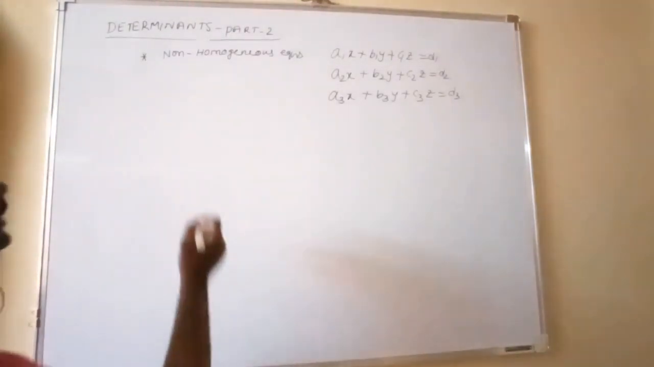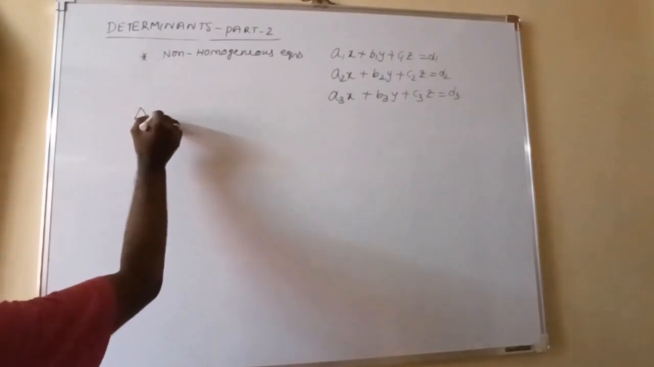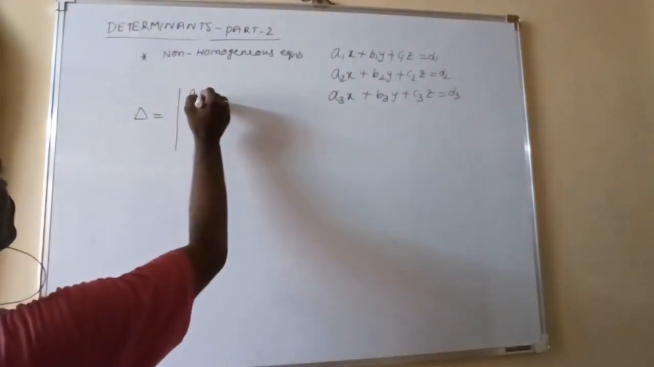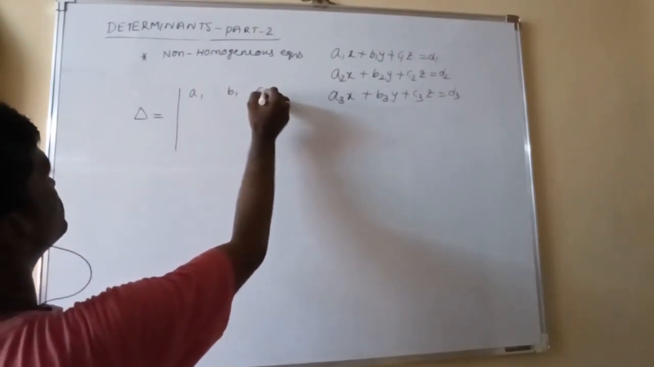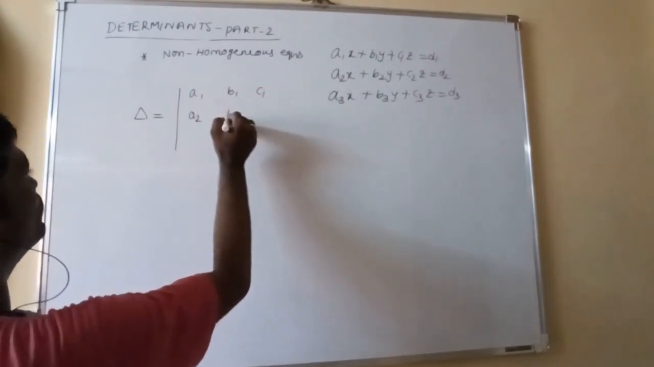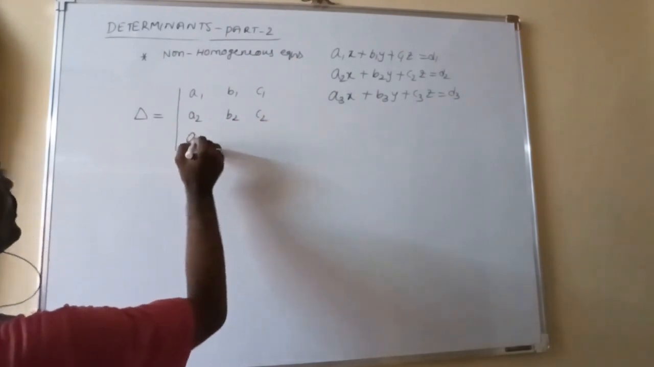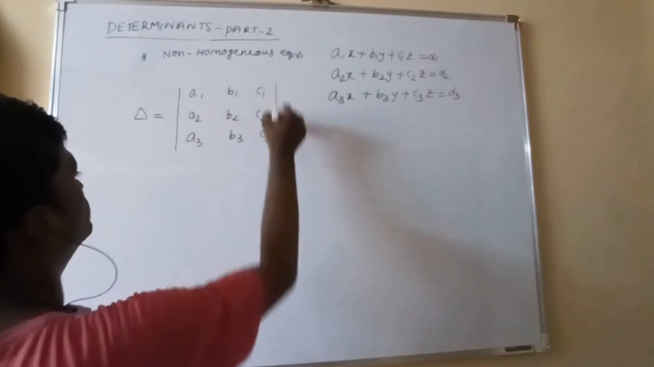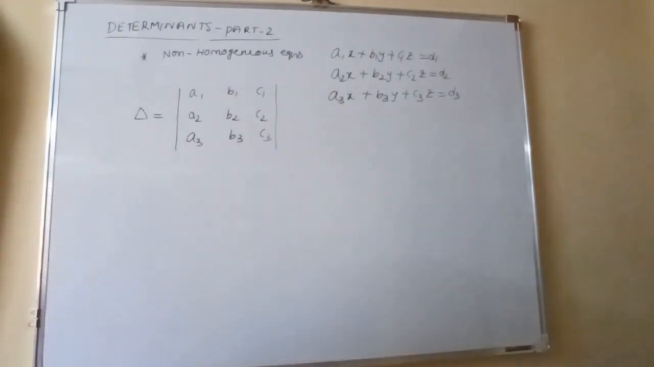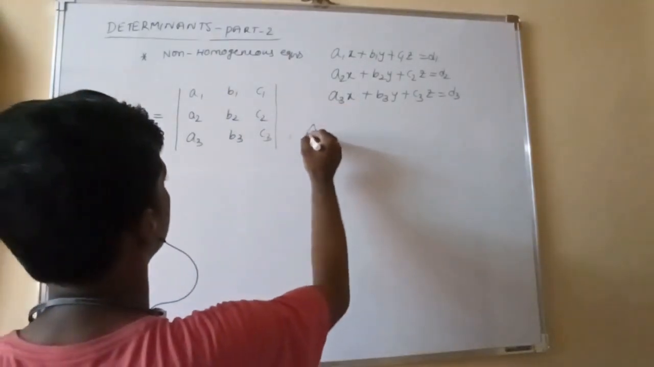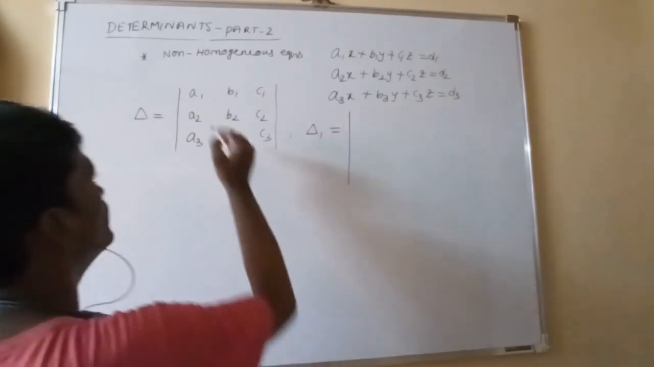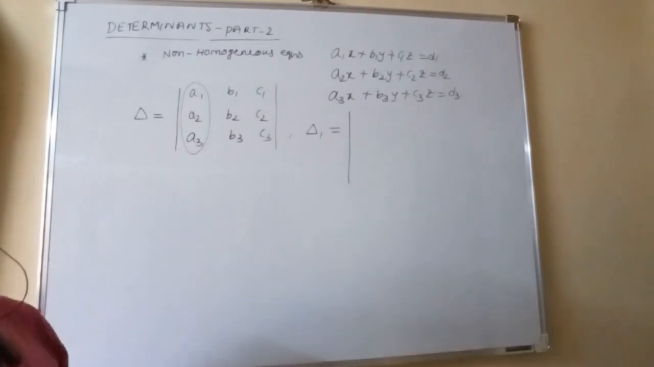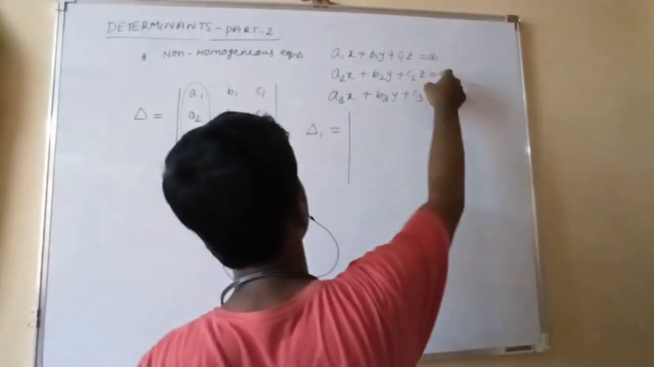Now take delta, which is the determinant of the coefficient matrix. What is the determinant of the coefficient matrix? Det of rows A1, B1, C1; A2, B2, C2; A3, B3, C3. And you define delta 1 as the determinant obtained by replacing the first column elements of delta by the constant values. What are the constant terms? D1, D2, D3.